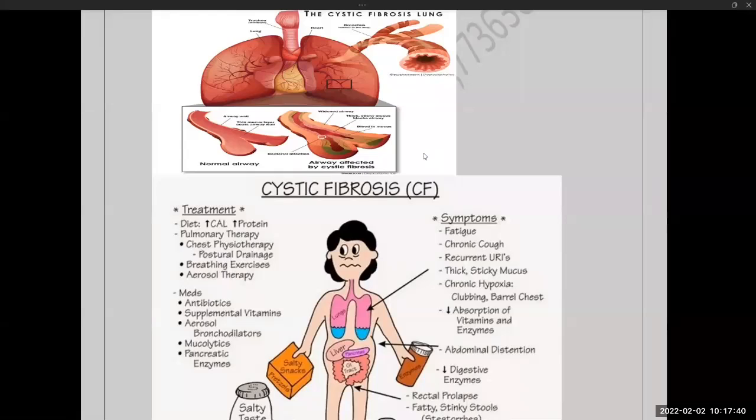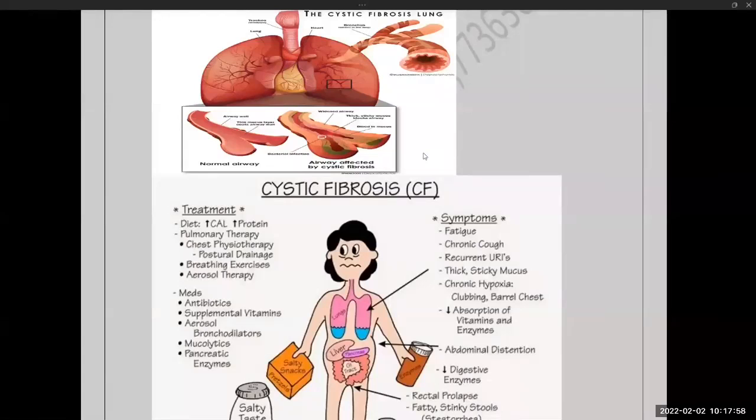So as a result of that, what happens? The secretions get accumulated, and it causes inflammation. Look at the picture there. The first airway is a normal airway, and the second airway is affected with cystic fibrosis. And in case of cystic fibrosis, what happens?